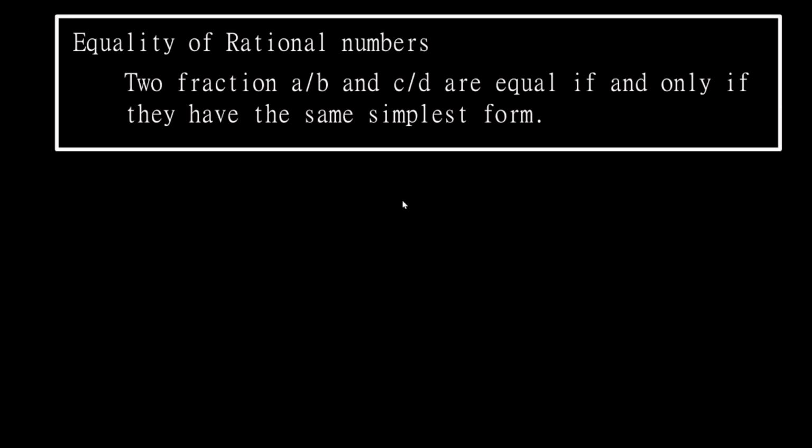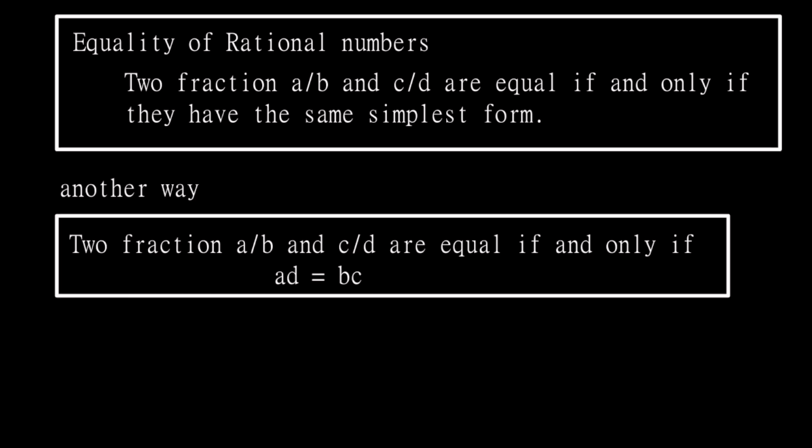Using the fact of simplest form of rational numbers, we can check the equality of two fractions. If we have two fractions and after converting them into their simplest form they are both equal, then we say that the two rational numbers are equal. So we also have another way to check equality of two rational numbers.